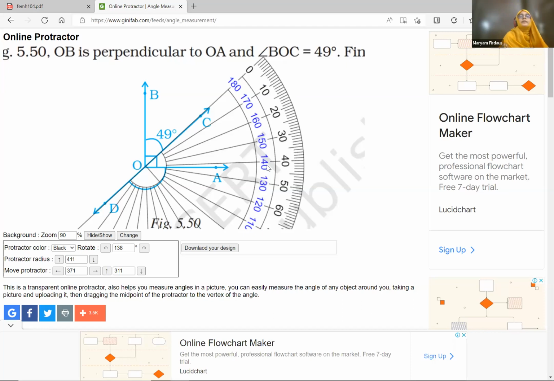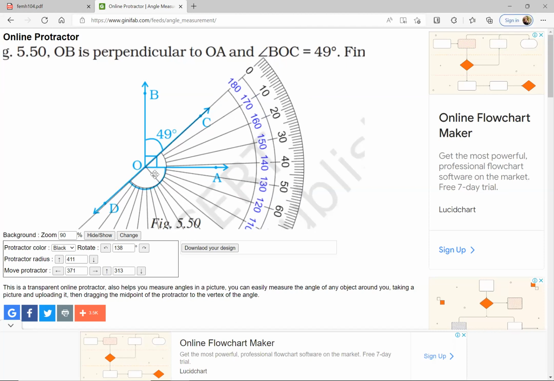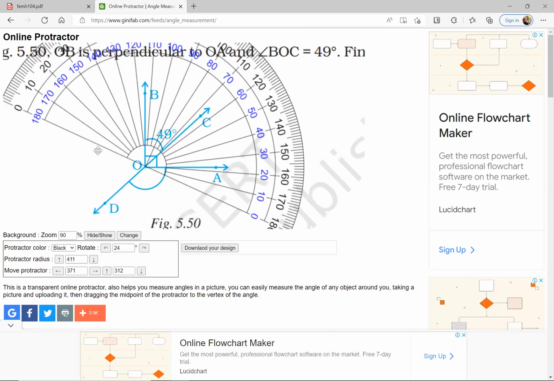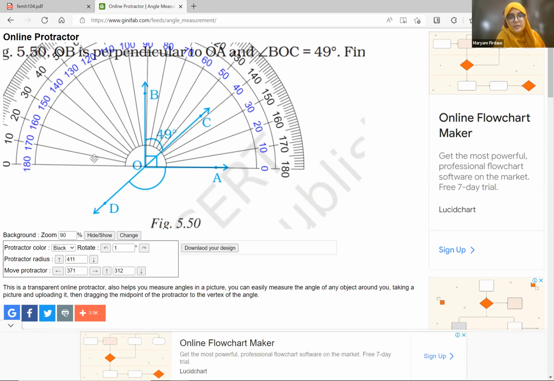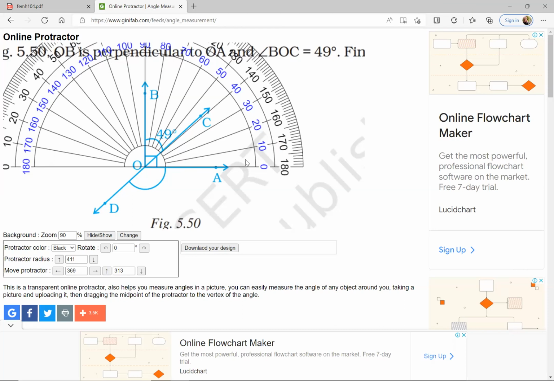Okay, why there are two is because over here you are seeing the black readings, right? The readings which are in black. But if you were to see the readings which were in blue, let me just show you. Then when you have the protractor aligned with OA, then you will read the blue readings. Are you understanding? No.